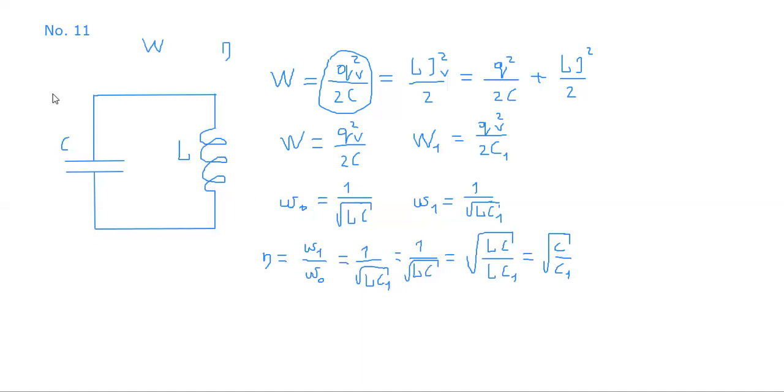Do you have any questions? So from here we can write that 1 divided by C1 is equal to eta to the power of 2 divided by the capacitance C. Okay, do you have any questions about this? No questions.